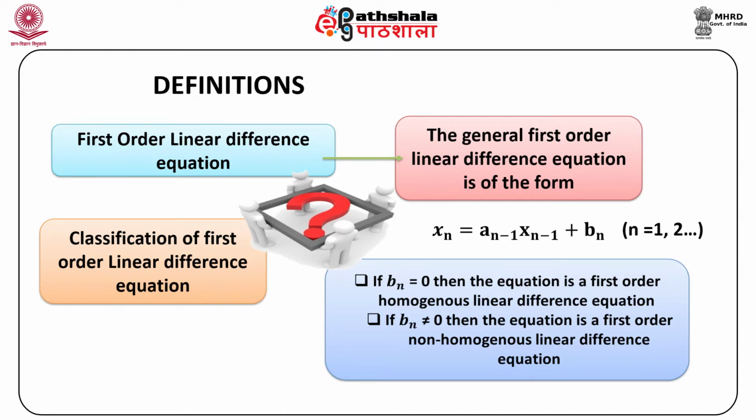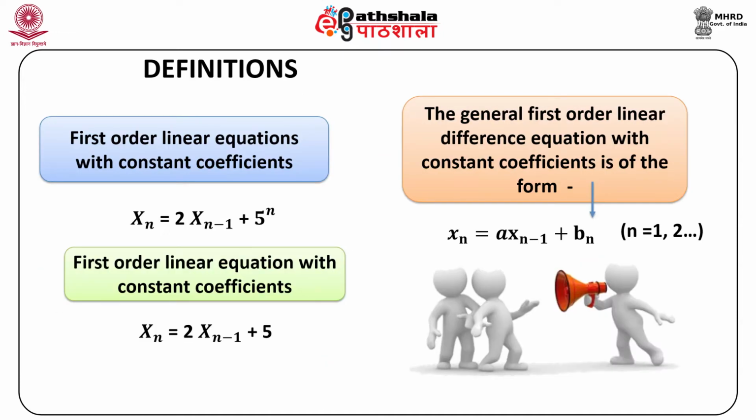Classification of first order linear difference equation. If bn is equal to 0, then the equation is a first order homogeneous linear difference equation. If bn is not equal to 0, then the equation is a first order non-homogeneous linear difference equation. Based on the coefficient of function an minus 1 in equation 1, first order difference equations are classified as first order linear equations with constant coefficient.